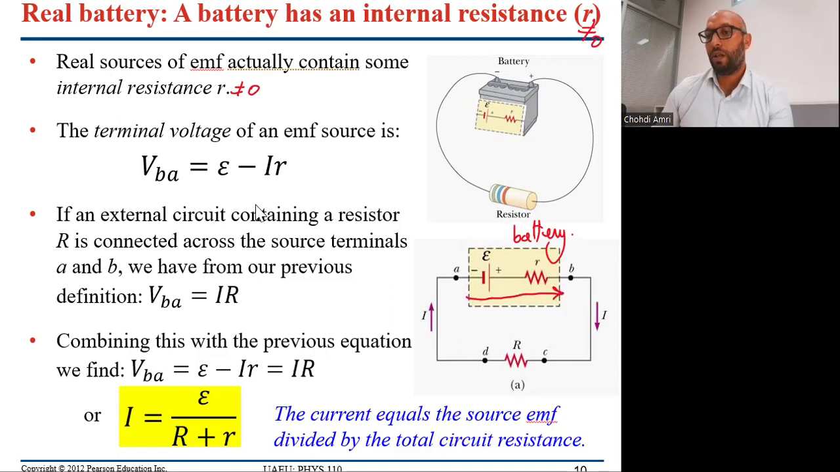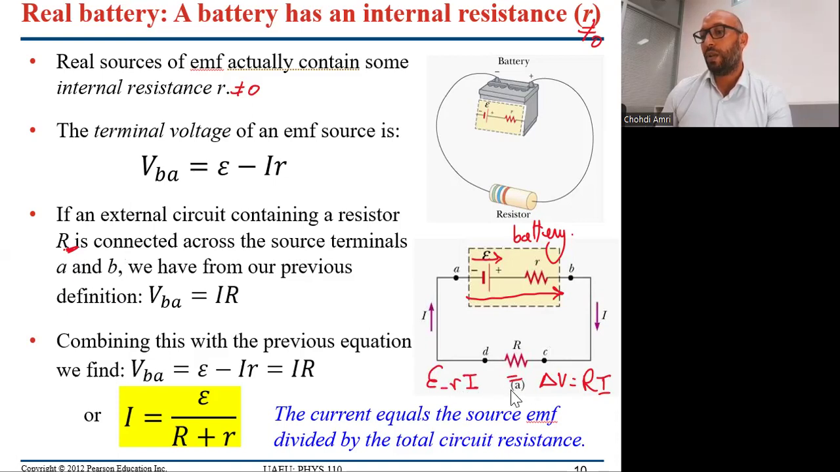How much? It's epsilon minus Ri. If an external circuit containing a resistor R, external resistance, is connected across the source terminals A and B, then according to Ohm's law, delta V in this case is also Ri. And this resistor is connected parallel to the battery, so it's equal from the other side to epsilon minus Ri.